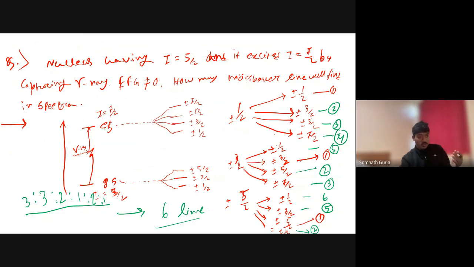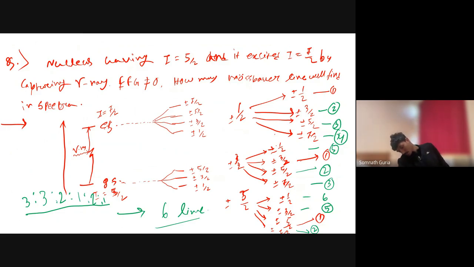We calculate that depending on the energy gap between the two states and the degenerate energy states, we get the same amount of energy transitions. The problem here is if the nuclear state changes from the ground state I equals 5 by 2 to the excited state 7 by 2, and EFG is not equal to 0, in that case fine.